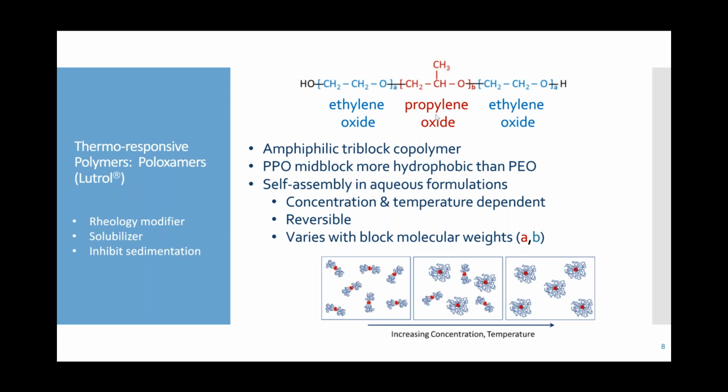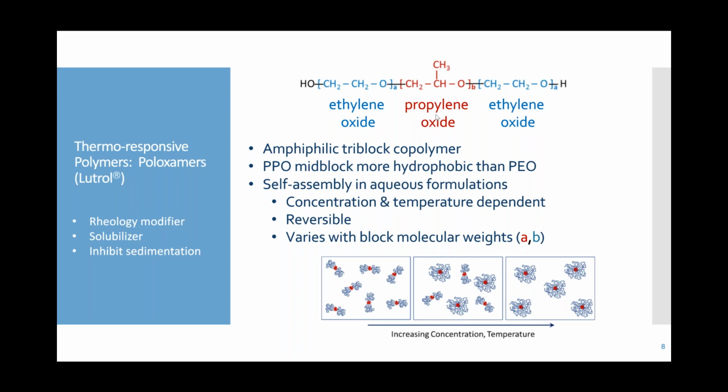Now these Poloxamers come in various forms. Mainly what's varied is the molecular weight of each block, and the specific type of self-assembly that you'll get will depend on these molecular weights, and particularly the ratio. So the overall molecular weight and then also the ratio.